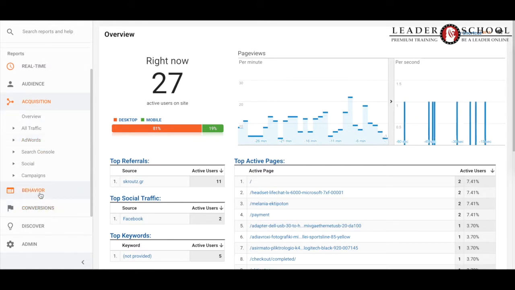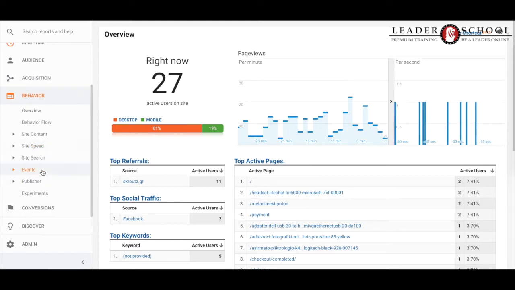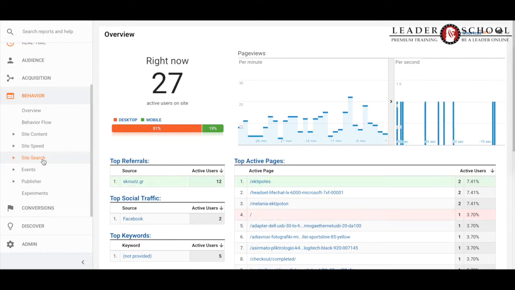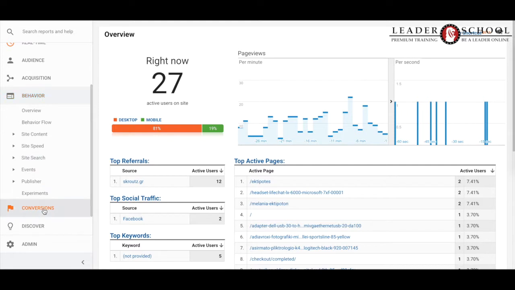And then we're going to check behavior. Behavior is when people come to your site, which pages are most important for them and which pages make your visitors leave your site, and if your website is fast enough and stuff like that. It's really important too. And then we find conversions.